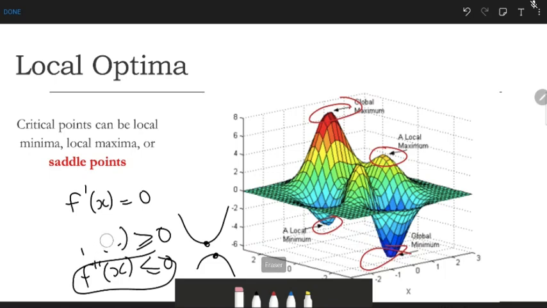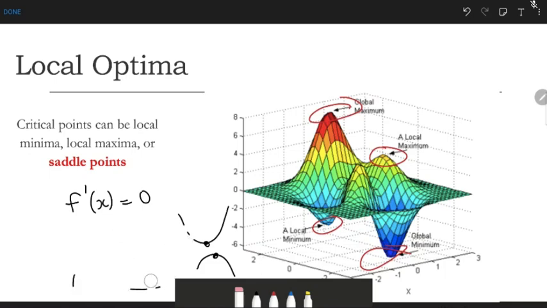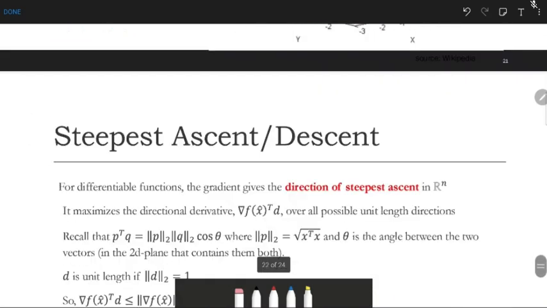Also one more thing, isn't steepest descent and ascent already covered in minor one? That is for linear programming. We are in non-linear programming at this point. That's where we have all these gradients and things coming up.